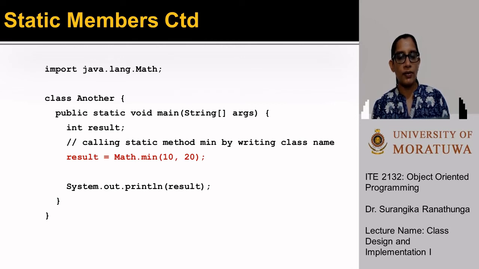So as you can see, it is very convenient. Otherwise, it's a complete waste of our time and memory if we have to go and unnecessarily create an object just to call a method when the method itself is not dealing with any instance variable of the class.